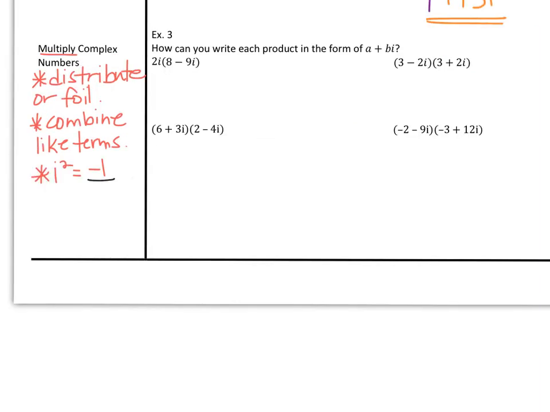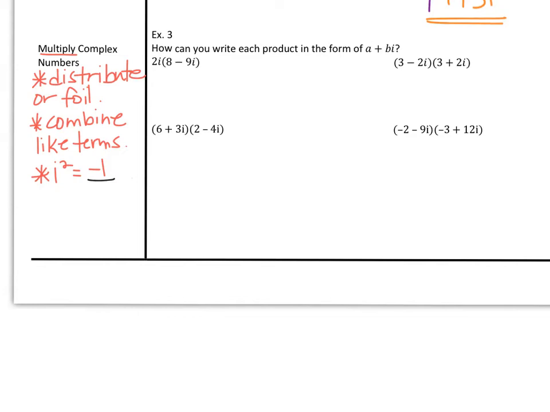When you're asked to multiply complex numbers, you're either going to distribute or FOIL. Once you get rid of the parentheses, you'll combine like terms. When you FOIL, you're really treating i like a variable. If you ever end up with i squared, you can substitute negative 1 in its place. Let's try the 4 examples on the right.